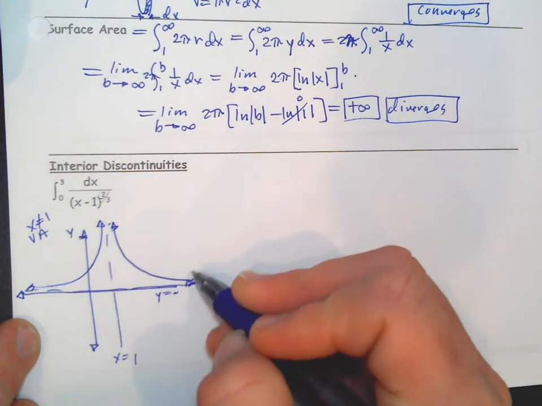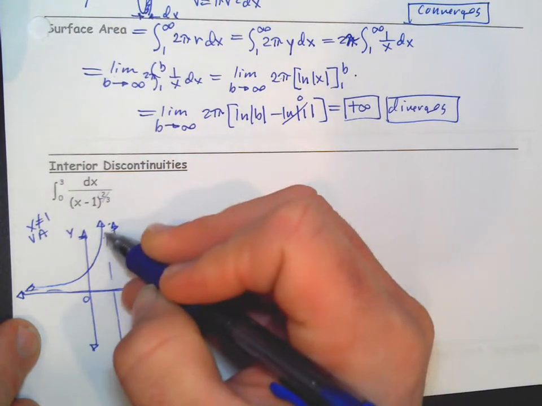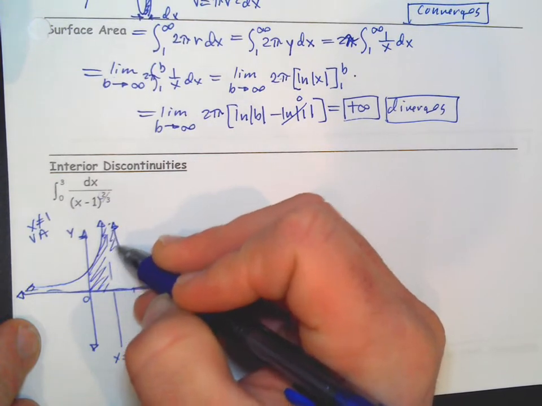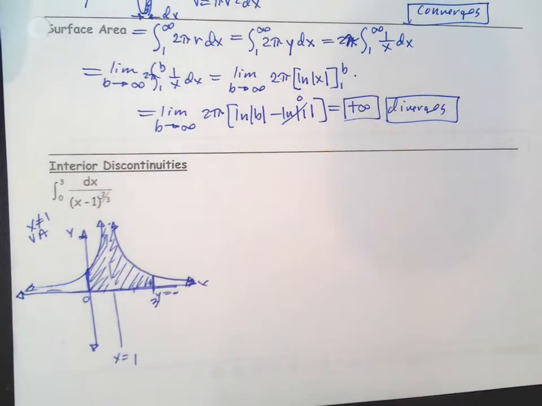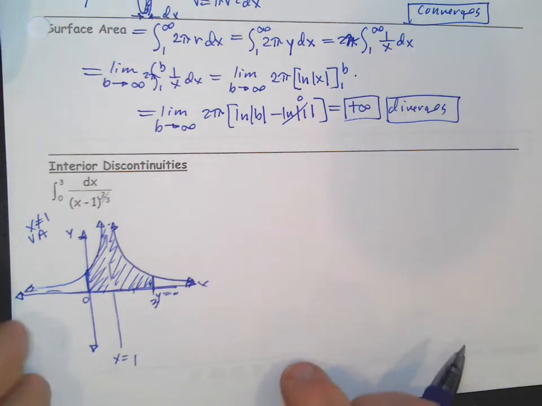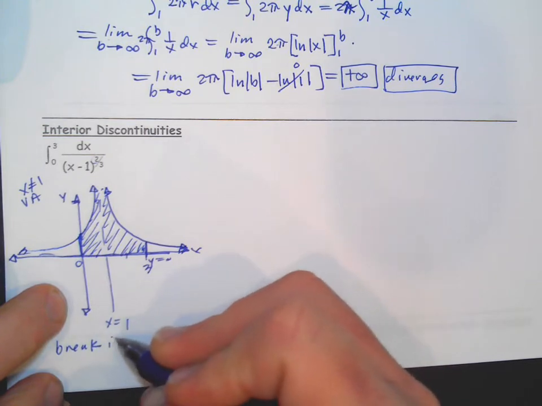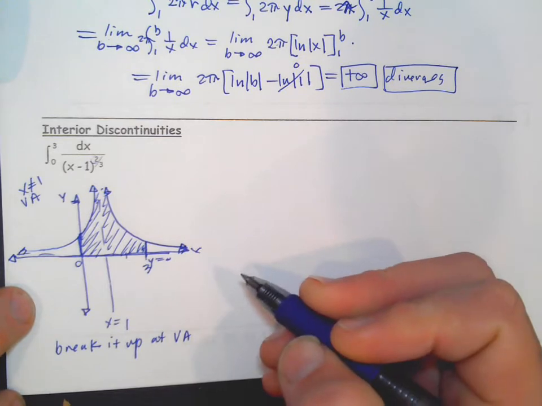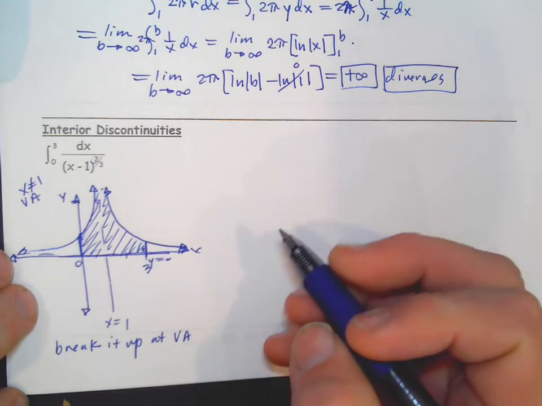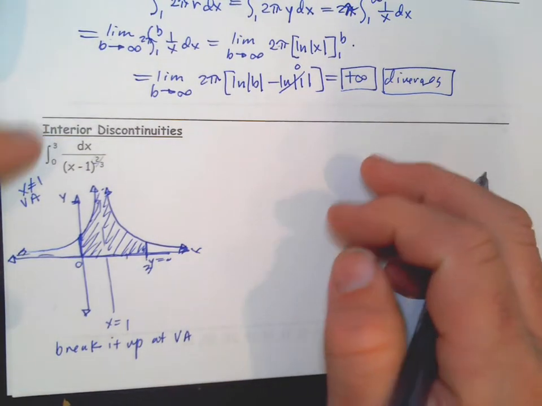And we want to integrate it from 0 to 3. So that means we want to integrate all of this and all of this all the way through that vertical asymptote. So how do we deal with that? Can we just ignore it? You're not supposed to ignore it. So the basic strategy is we're going to break it up at any vertical asymptote. We call those infinite discontinuities. So break up the integral at the vertical asymptote. This is the way we're going to do it.